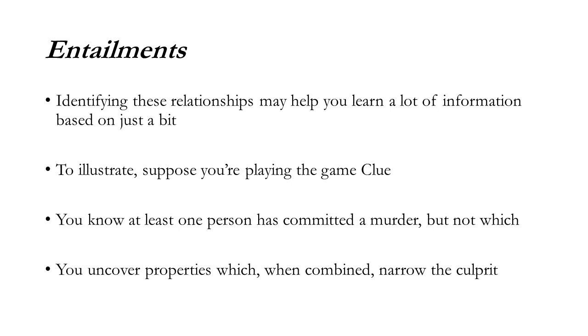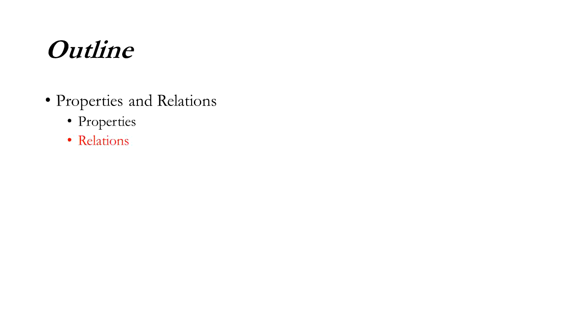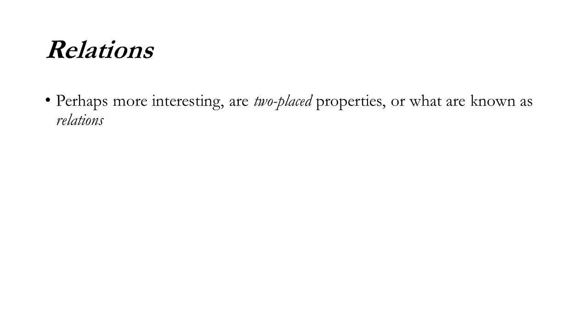So, I'll illustrate. Suppose you're playing the game Clue. You know at least one person has committed a murder, but not which. You uncover properties while playing that, when combined, narrow down the culprits. And this is a more complicated version of determining entailments based on properties and how they combine more specifically.